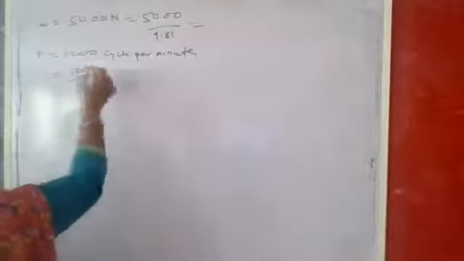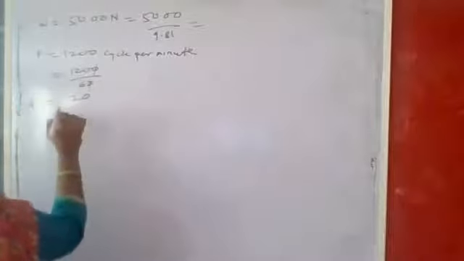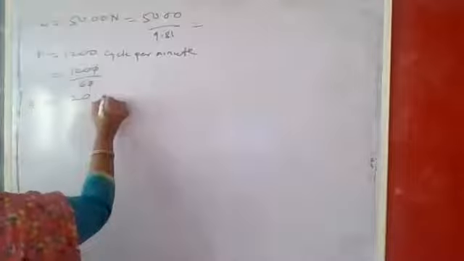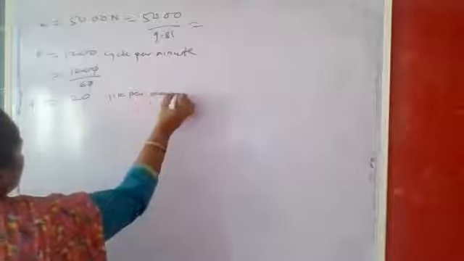What is the remaining? That 0 gets cancelled. That is, f is equal to 20. That is the cycles per second. That will become cycles per second, so we will get an answer in terms of radian per second.